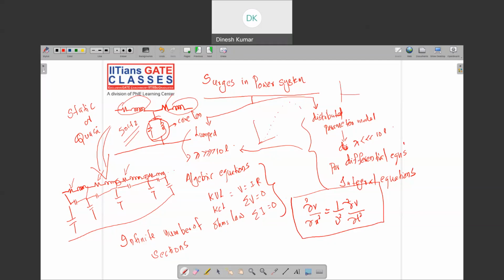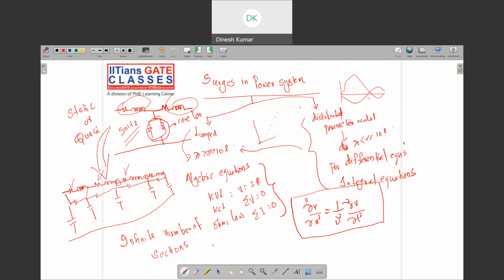If you find the voltage distribution across the line, it will be something like this for some time. Then at t equal to 0, it will be like this. Then at t equal to 2t, it will be something like this. Then 3t, it will be something like this. We have to find the solution of this particular PDE to find the voltage distribution across the line at a particular point at a particular time. So this is time dependent, but here, this is time independent. That is the main difference.